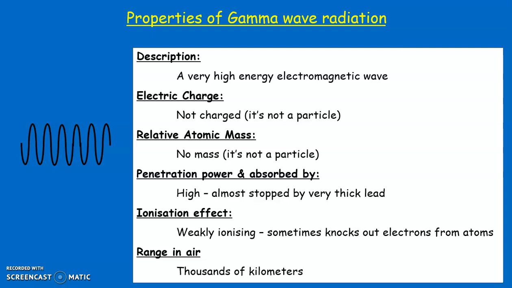Ionizing effect, they're weakly ionizing. When they collide with atoms, they don't always knock out the electrons from those atoms. So their ionizing effect is quite weak. Range in air, if nothing got in the way of a gamma wave, they would travel hundreds or thousands of kilometers. In space, the range of gamma waves is unlimited.